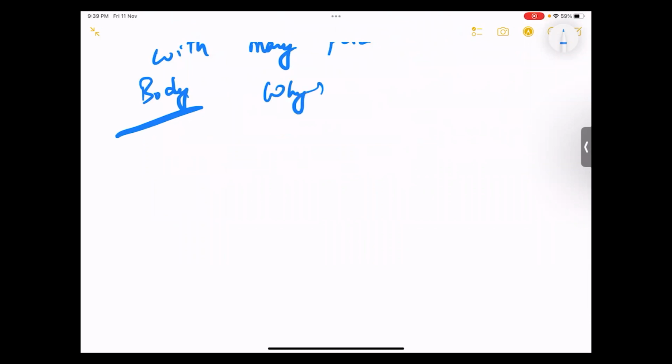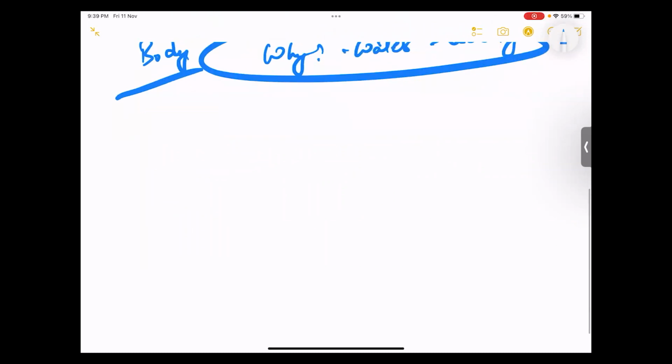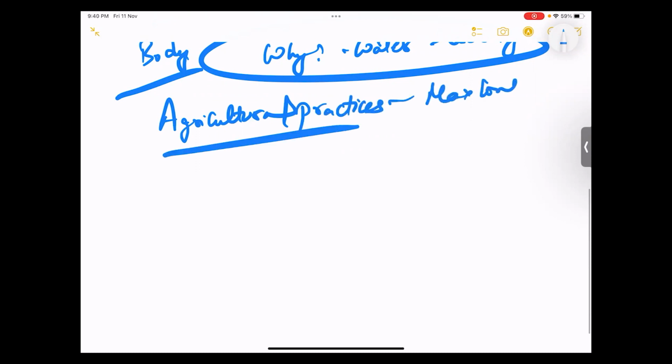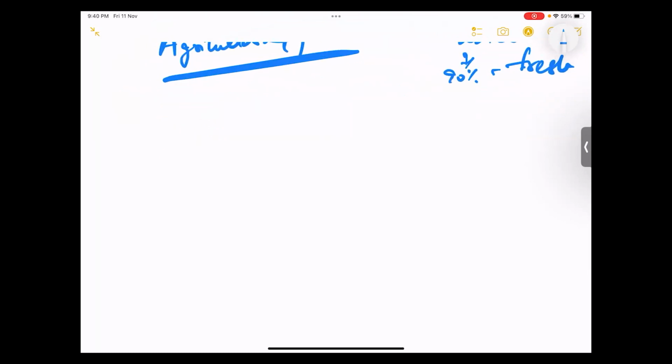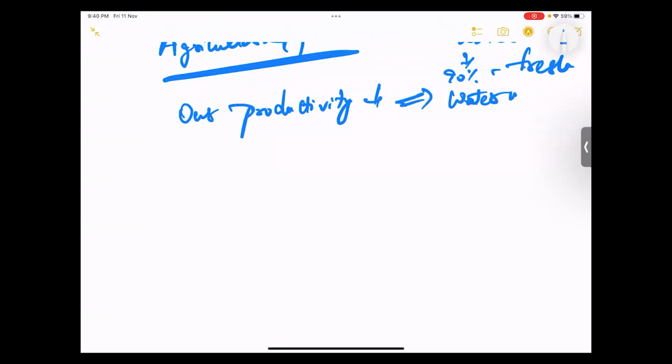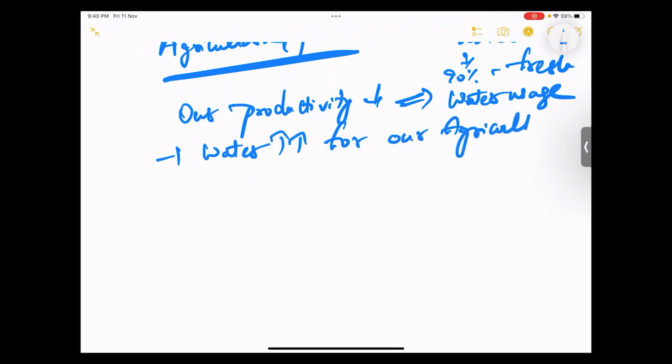So in the body you write what are the reasons why we suffer water scarcity. First is our agricultural practices. Agriculture is the maximum consumer of water. Close to 90% of the fresh water is consumed by agriculture, and our productivity is quite low when compared to the water usage. This shows that we use too much water for our agriculture, which is resulting in water wastage.